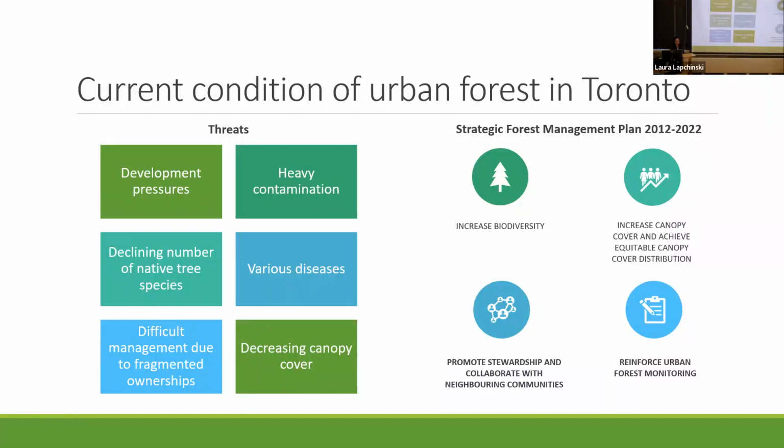So in light of these challenges, a strategic forest management plan is established by the City of Toronto, aiming to tackle these problems mainly in 4 aspects. 2 of them are promoting stewardship, collaborating with neighboring communities, and reinforcing urban forest monitoring. These 2 strategies in the meantime serve as the foundations and the main focus for this project.